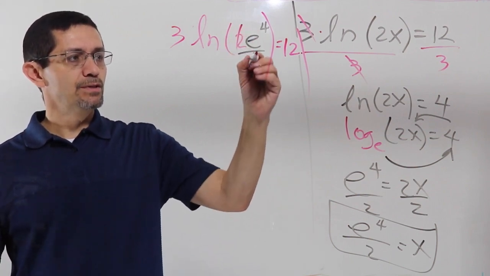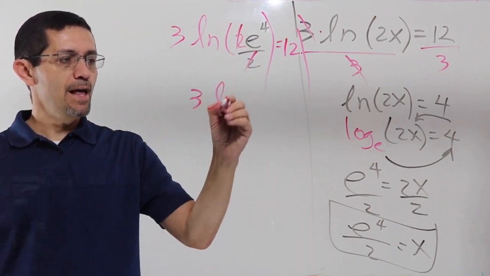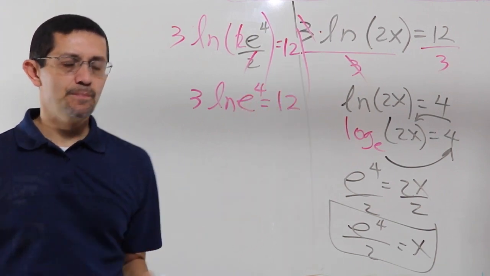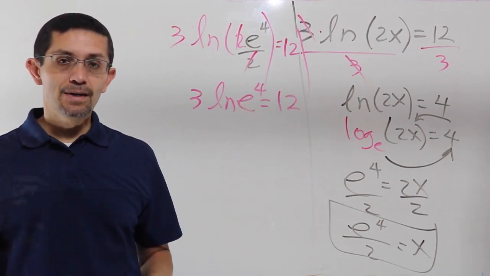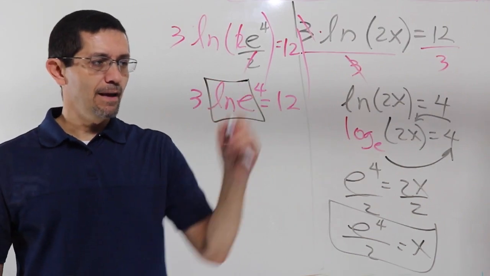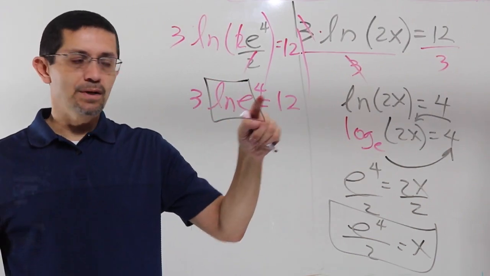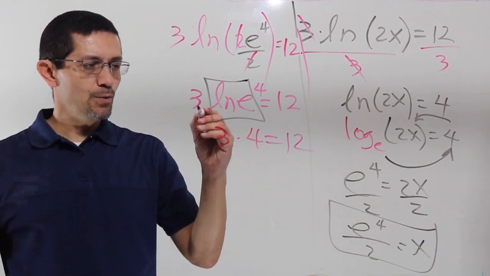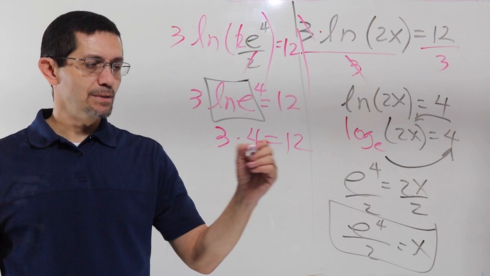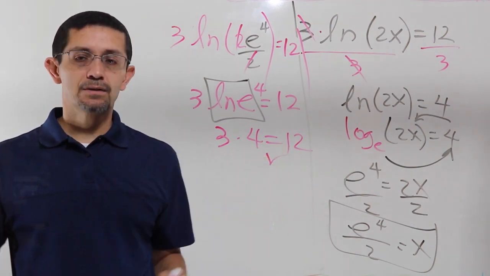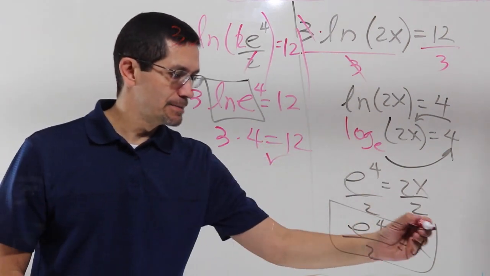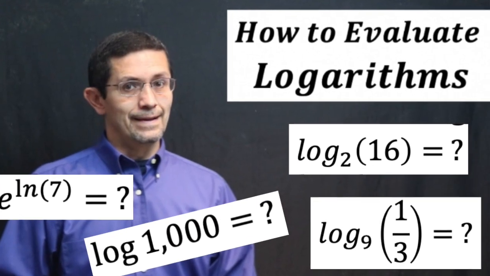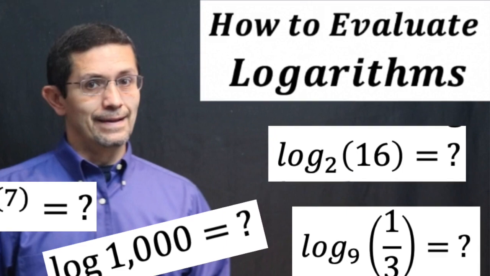So this 2 and this 2 cancel out, and I have 3 ln of e to the fourth power equals 12. Now, ln and e cancel out, and my exponent drops. So I have 3 times 4, that 4 is going to drop, equals 12, which is correct. So my answer is this. Make sure you check the video about all the different properties of natural logs and logarithms.